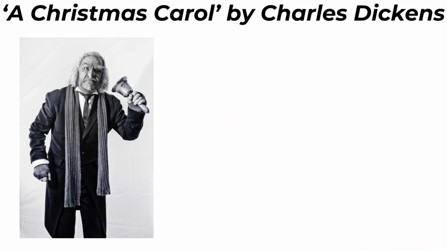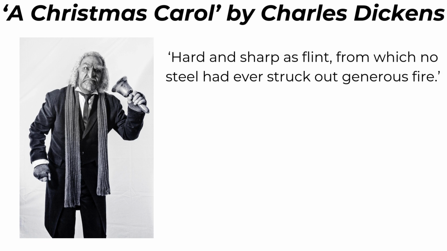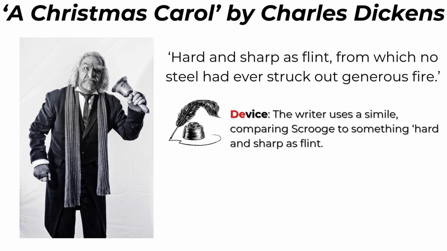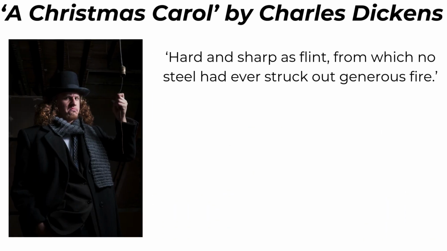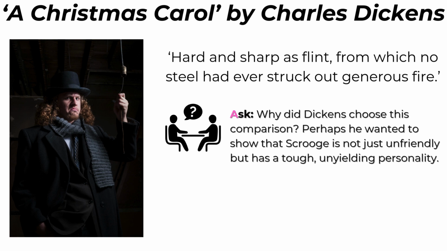Here's a line describing Scrooge, "hard and sharp as flint, from which no steel had ever struck out generous fire." 1. Device. The writer uses a simile, comparing Scrooge to something hard and sharp as flint. 2. Feel. This language makes us feel that Scrooge is unapproachable, almost as if he's emotionally cold. 3. Ask. Why did Dickens choose this comparison? Perhaps he wanted to show that Scrooge is not just unfriendly, but has a tough, unyielding personality.